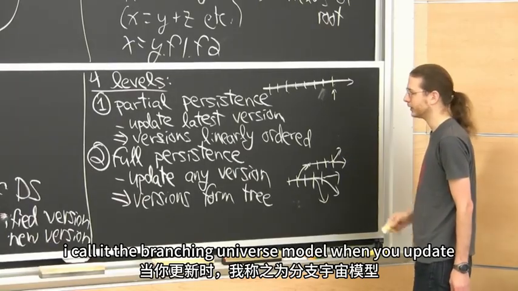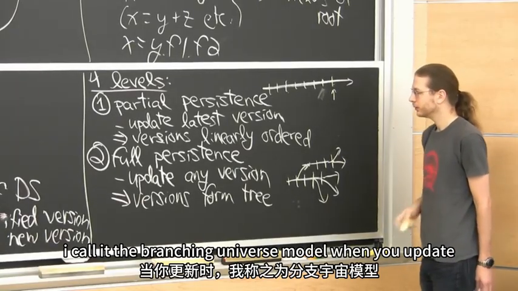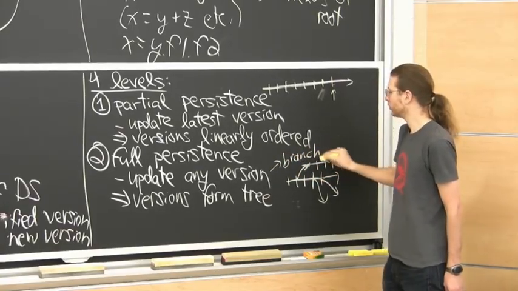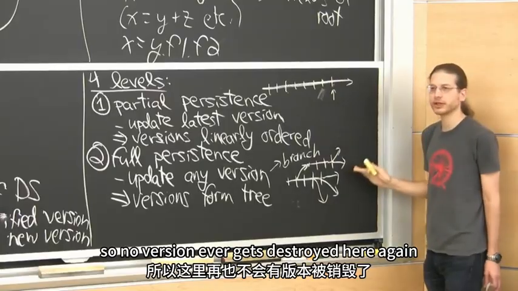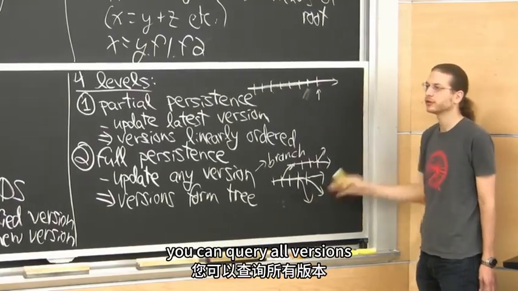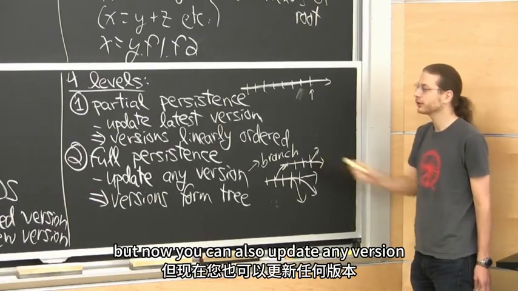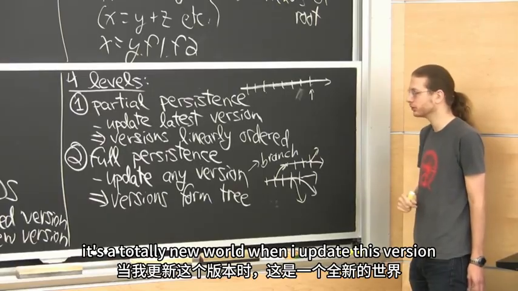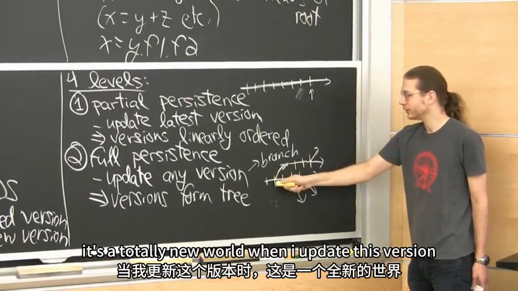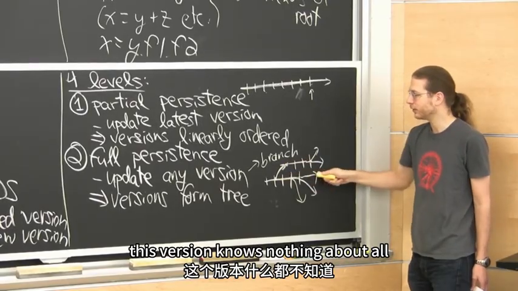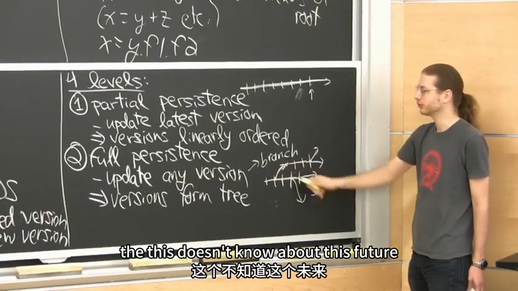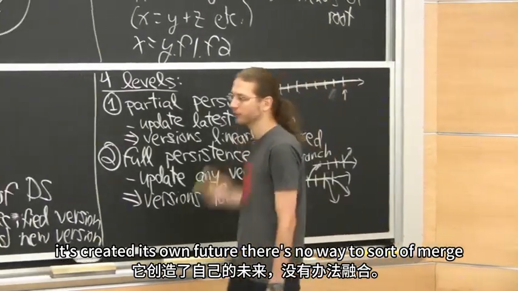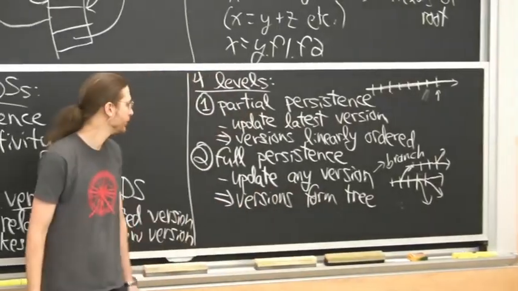So this is why I call it the branching universe model. When you update, you branch. So no version ever gets destroyed here. Again, you can query all versions, but now you can also update any version, but you just make a new version. It's a totally new world. When I update this version, it knows nothing about this future. It's created its own future. And there's no way to sort of merge those universes together. It's kind of sad.